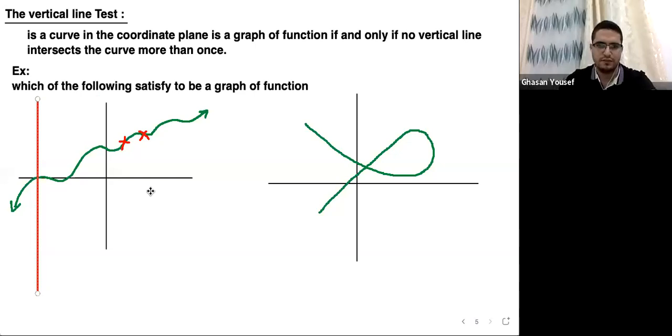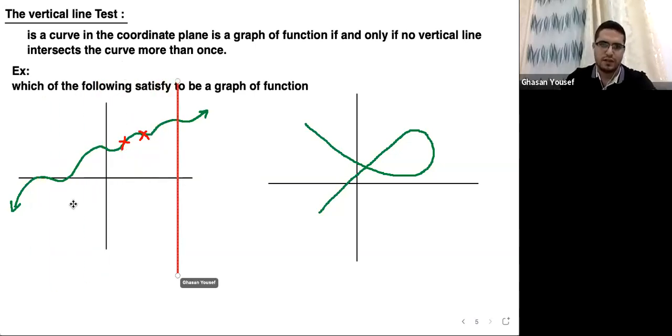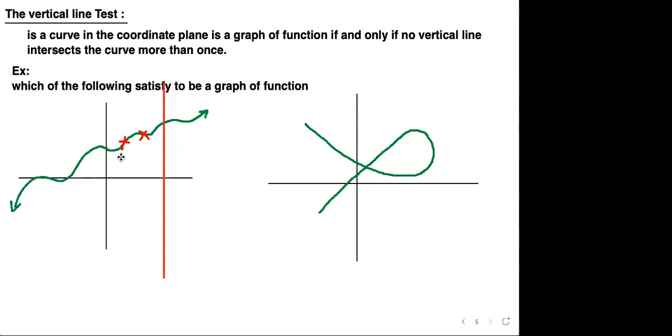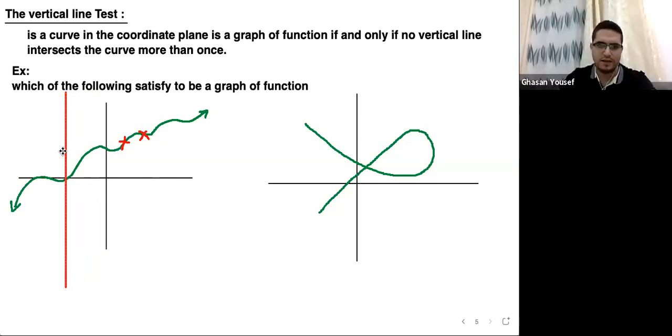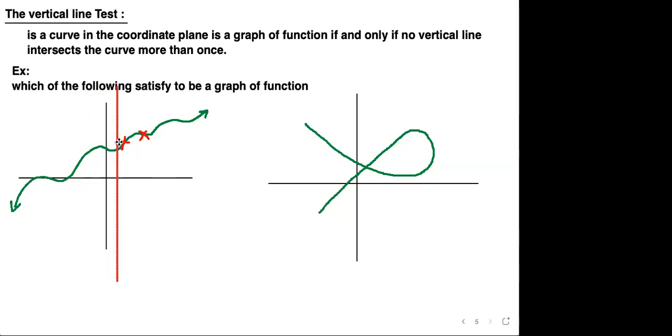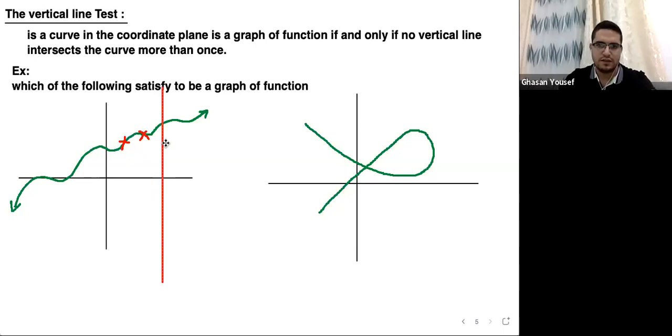Is it clear for the first one? It will be more clear when we do the second one. The vertical line crosses the curve at only one point, not more than one.